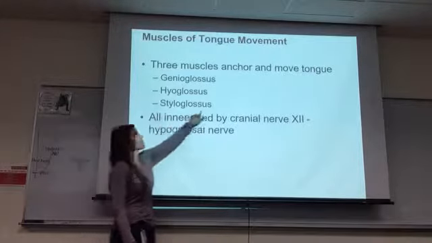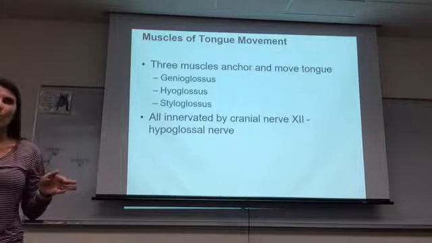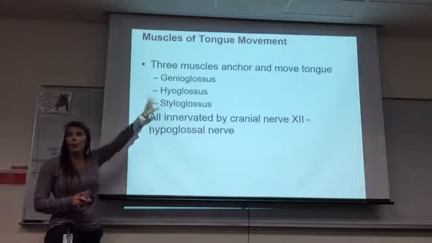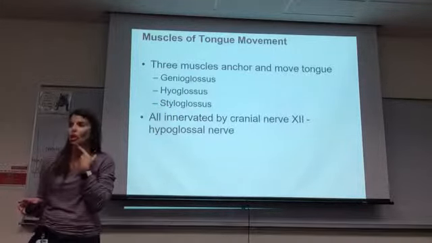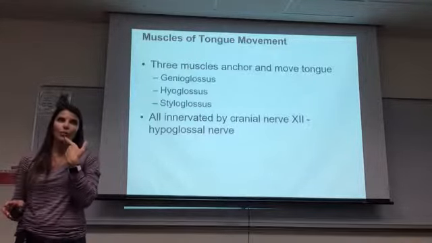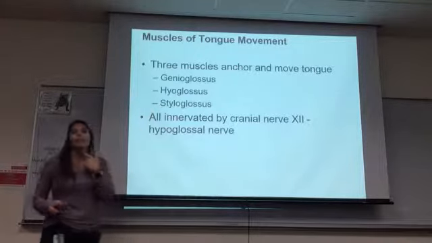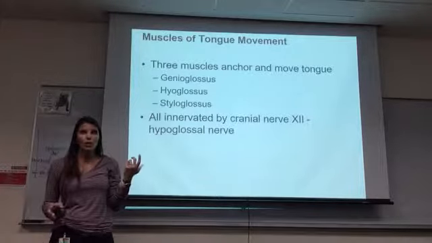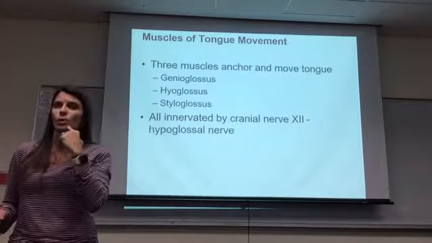Anytime you see glossus, glossus means tongue. Glossus means tongue. So anytime you see glossus, it means tongue. Genioglossus. This name right here tells you where it originates and where it inserts. Genio means chin. So it originates here and it inserts on my tongue. So it helps me move my tongue. Hyoglossus, it's the hyoid bone to my tongue. So that's the information it's giving me there. Styloglossus is going from my styloid process to my tongue.